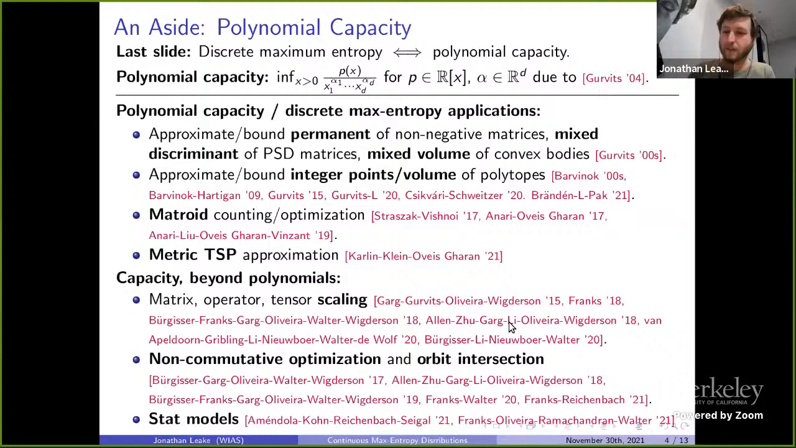So if I've snubbed you, please say something at the end, or even now, so I can make sure to include you there. These orbit intersection problems. So you want to know when two orbits intersect, or null cone problems.